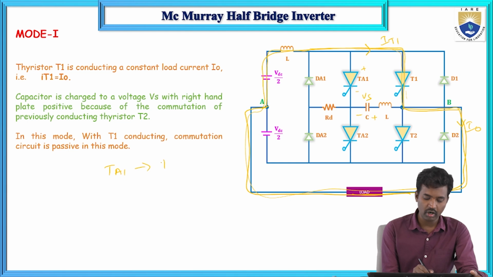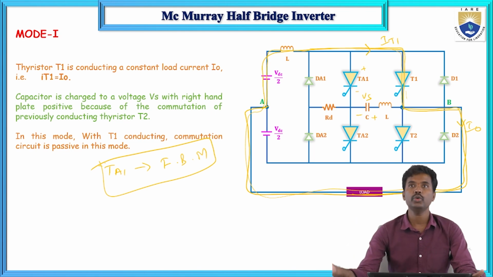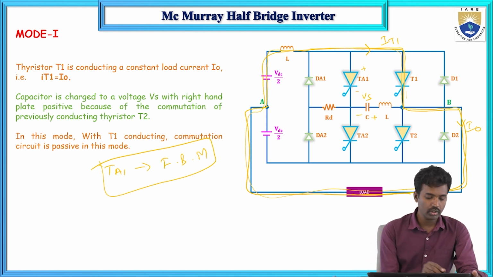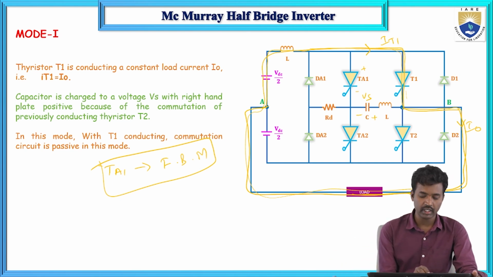TA1 is in forward blocking mode, not forward conducting mode. In the next mode, when you trigger the TA1 gate pulse, it will be turned on. In that case, that is forward conducting mode. So in this mode, T1 is conducting, and commutation is passive in this mode.